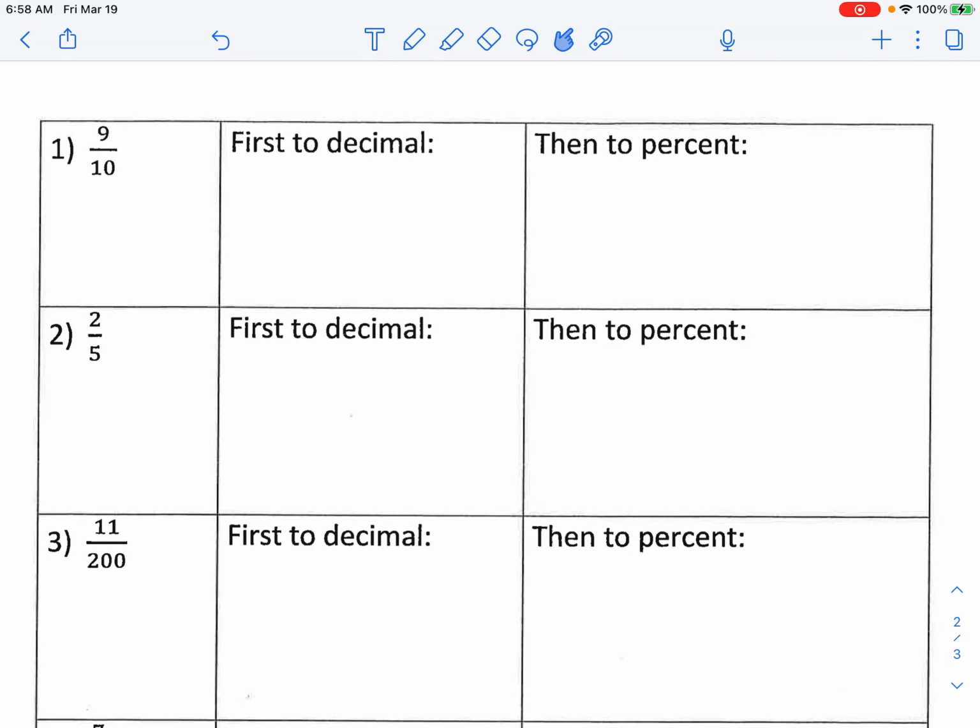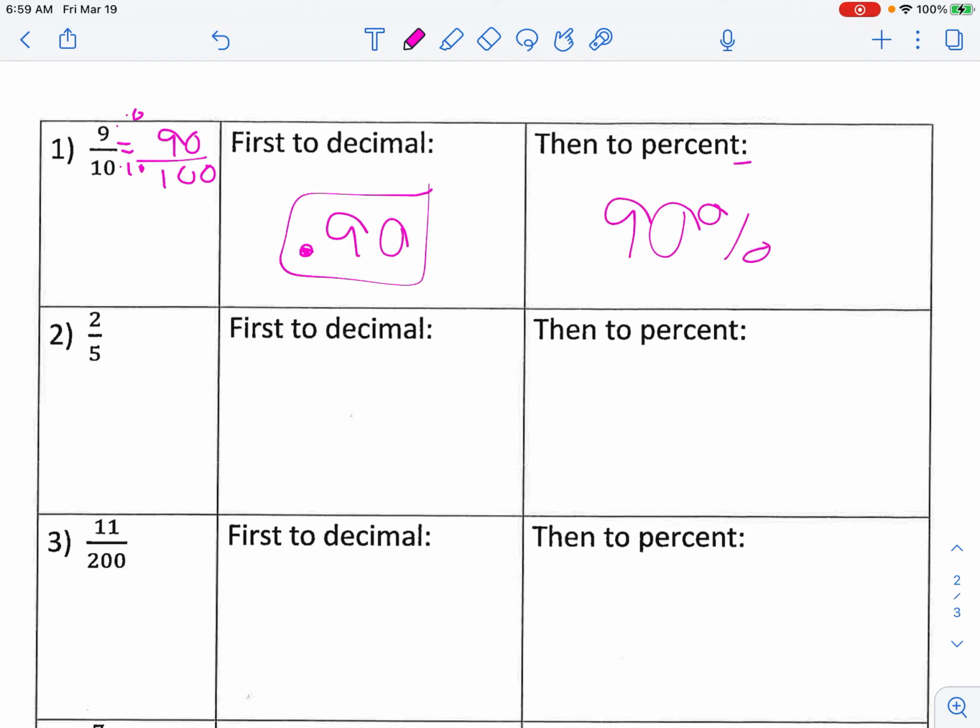Now we're going to do the opposite. We're starting with a fraction. We're going to turn it into a decimal and a percent. The first thing you always want to do is get this number over 100. So if you look at your denominator, we know that 10 times 10 is 100, and 9 times 10 is 90. So that is read 90 hundredths. 90 hundredths equals 90%. So 9/10ths equals 90 hundredths equals 90%.